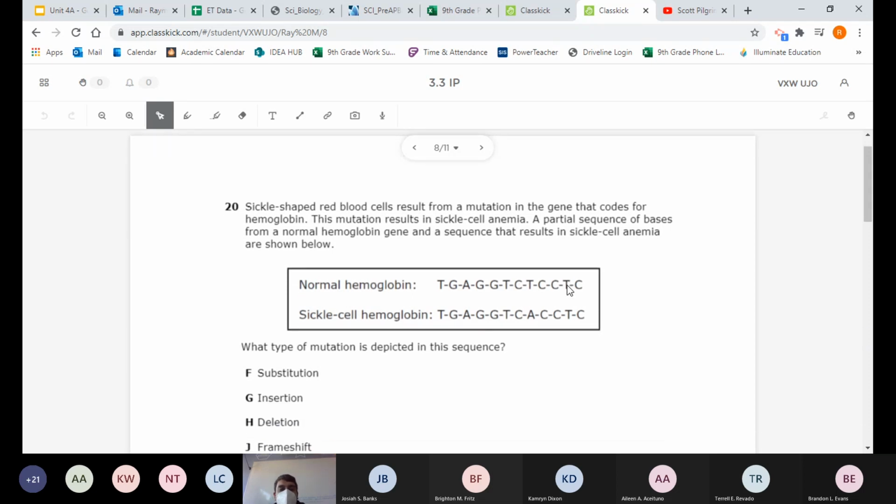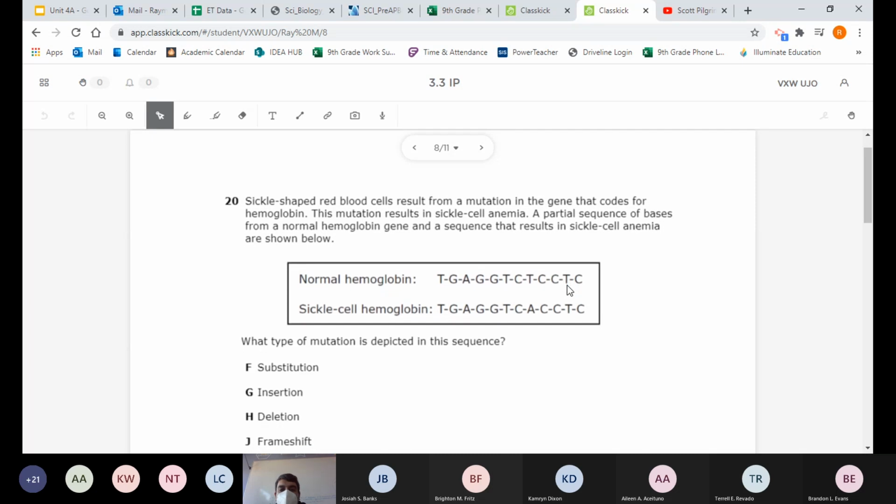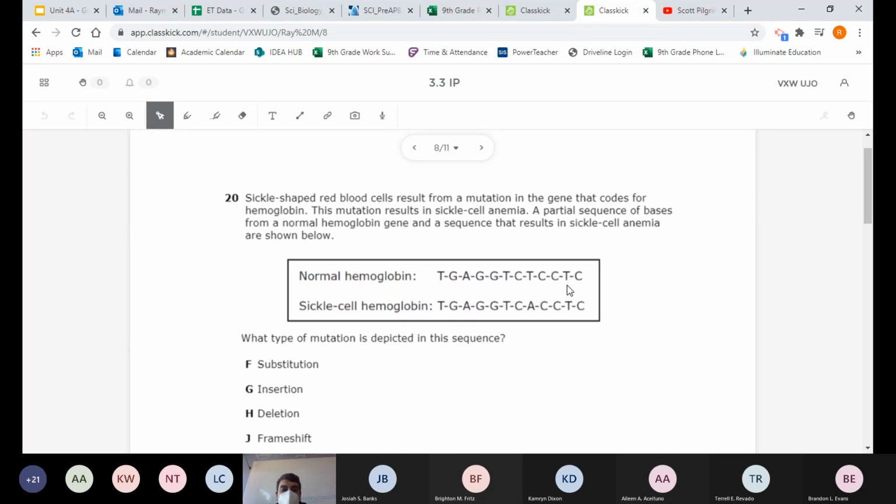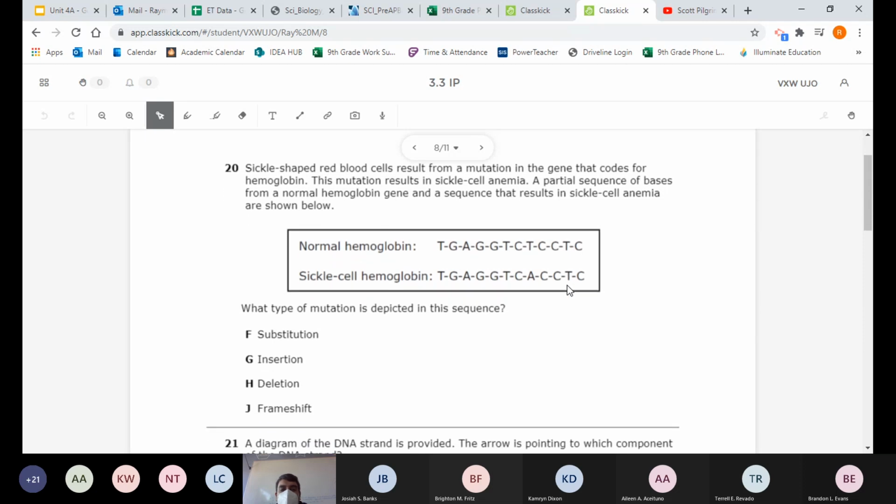Okay, sickle cell shaped red blood cells result from a mutation in the gene that codes for hemoglobin. This mutation results in sickle cell anemia. A partial sequence of bases formed from a normal hemoglobin gene and sequence that results in sickle cell anemia are shown below. So we did a problem very similar to this. You see the normal sequence, you see the sickle cell sequence. What type of mutation? Right off the bat, you can get rid of 3 of these. You just look at this question and already know the answer without even really looking at it that hard.